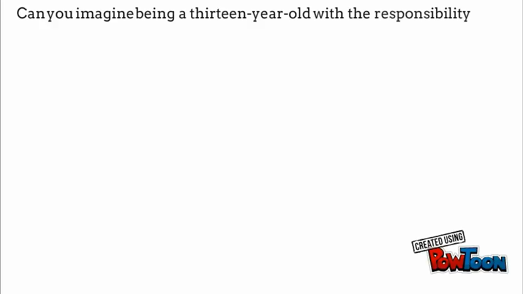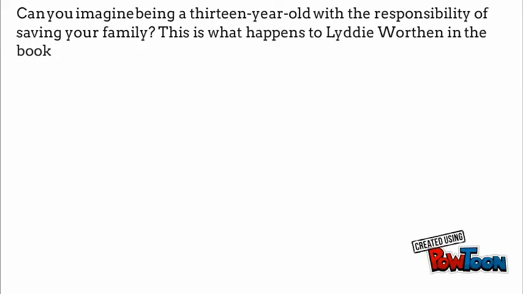My hook says, can you imagine being a 13-year-old with the responsibility of saving your family? This is what happens to Lyddie Worthen in the book Lyddie by Katherine Paterson. You'll also notice that I included the name of the book, Lyddie, and the author's name, Katherine Paterson. So you need the hook, and you need the title, and you need the author.